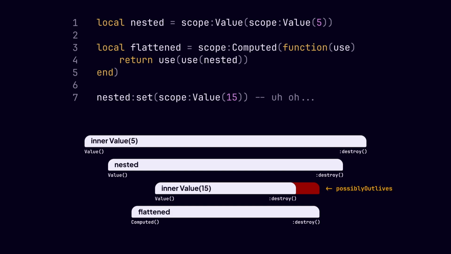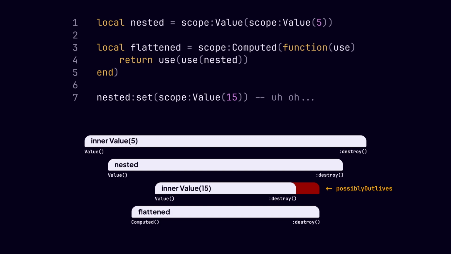When one thing depends on another thing in Fusion, the library will look at the scopes to figure out the ordering of the objects. If it detects a case where an older object depends on a newer object, you will see the possiblyOutlives message. When you see this message, it means you've introduced one of these subtle ordering problems, where an object can depend on something that no longer exists, causing a use after destroy error.